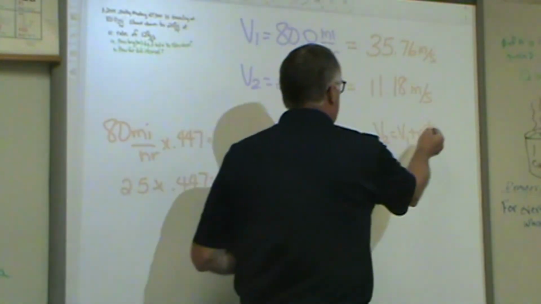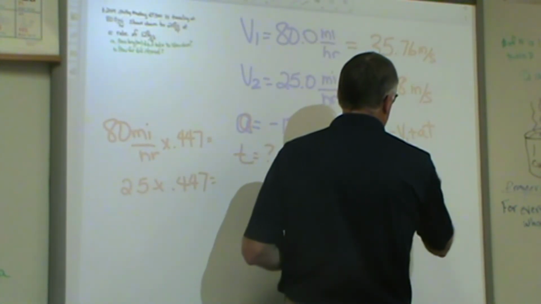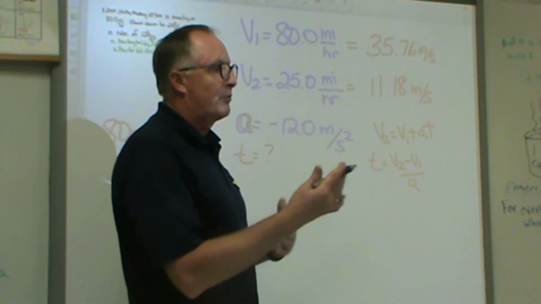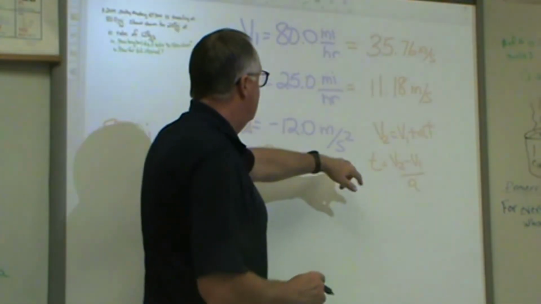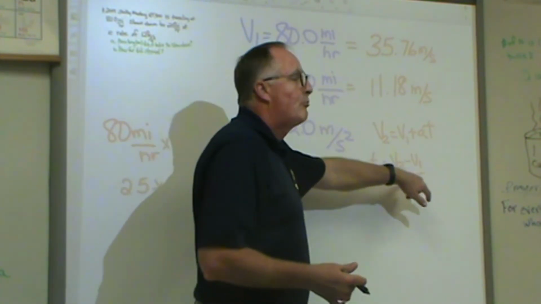So if I solve this for T, T does equal V2 minus V1 over A. And that's what we were talking about. That's the way I was taught to solve this. Solve for my variable first, rewrite my formula, and now put in the numbers.